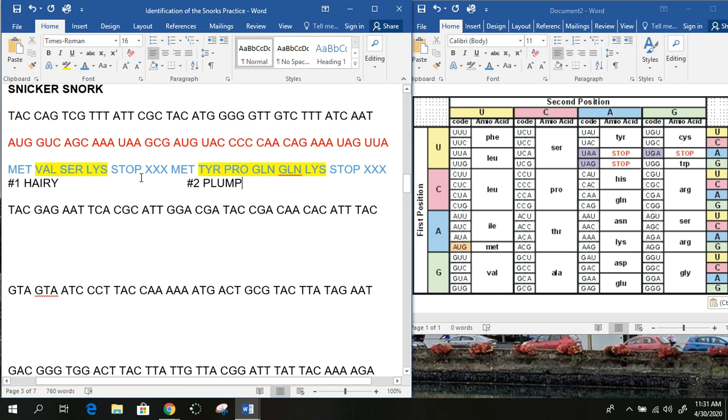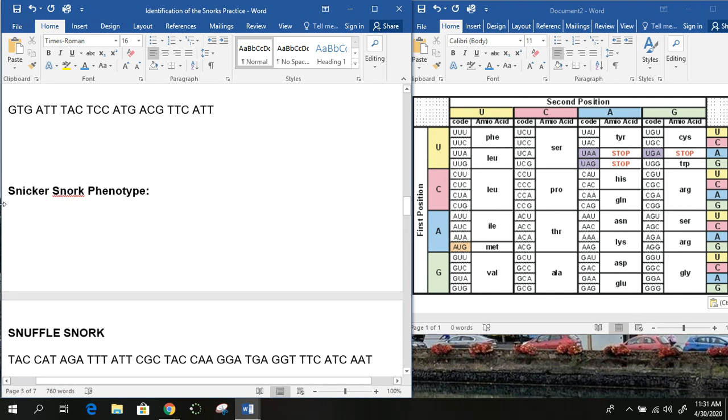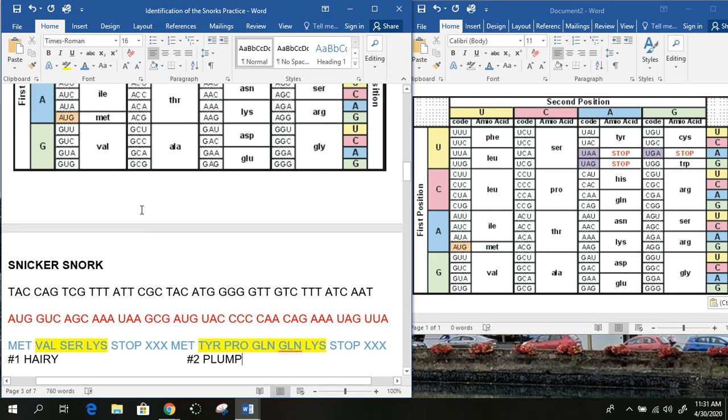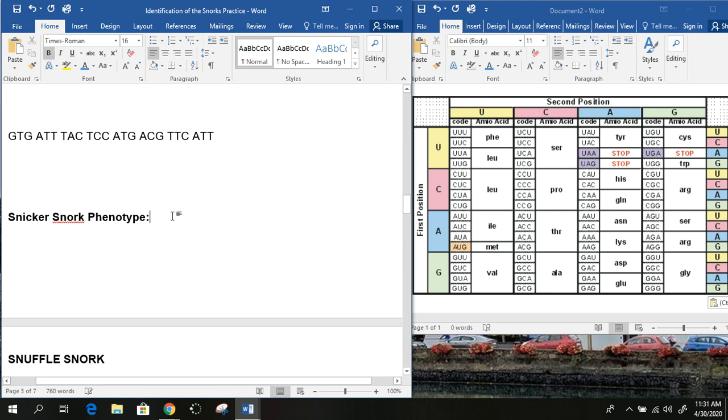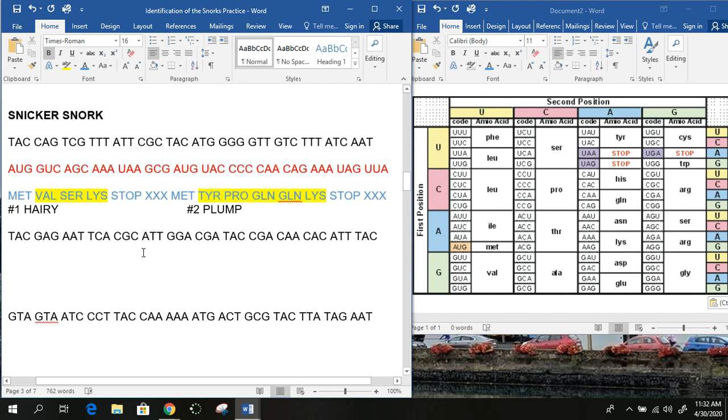Now, once you do the entire strand, you'll come down here. You'll see that there's already a spot asking for his phenotype. So we have, so far, he is going to be hairy, plump. Now, you'll need to give me all 10 as you go, okay?